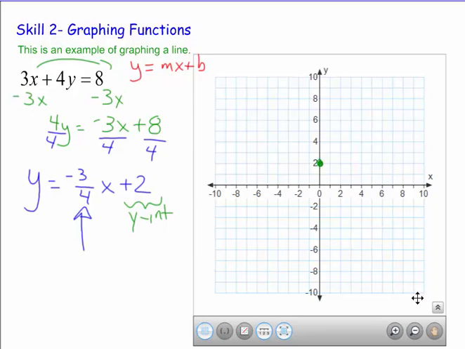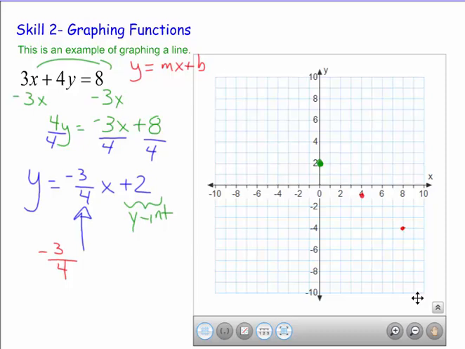From that point, we're going to rise and run, work our slope. That negative can either be in the top or the bottom, but not both. So if we want it as negative 3 and positive 4, we'll go down 3, 1, 2, 3, and over 4. Down 1, 2, 3, over 1, 2, 3, 4.